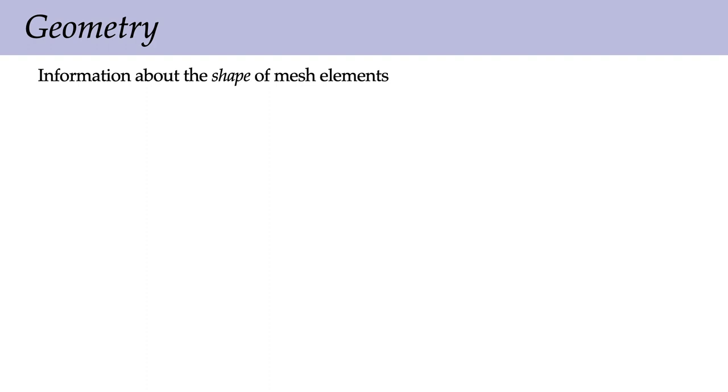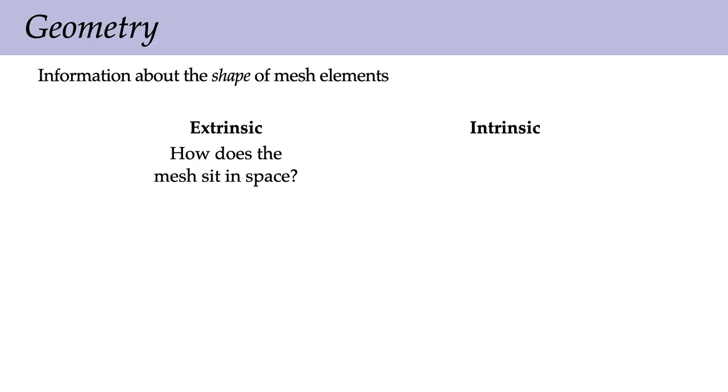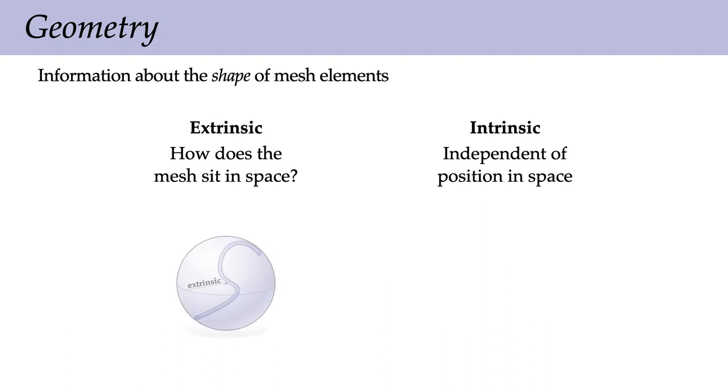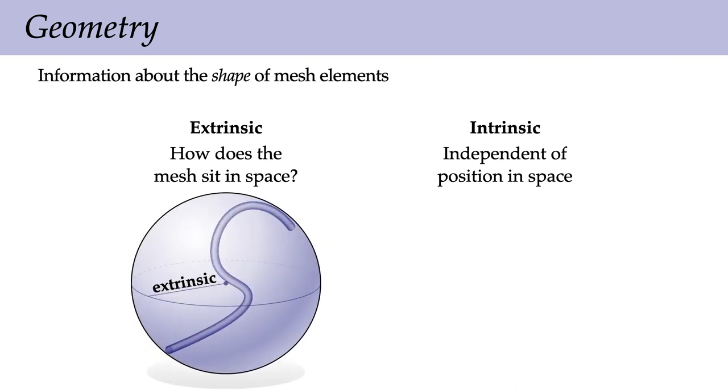Recall that the mesh geometry provides information about the shape of your mesh elements. There are two perspectives that we can take on this geometry, the extrinsic perspective versus the intrinsic perspective. Extrinsic properties fundamentally depend on how the mesh sits in space, whereas intrinsic quantities do not. For example, the bounding diameter of a piece of string is extrinsic, while its length is intrinsic.